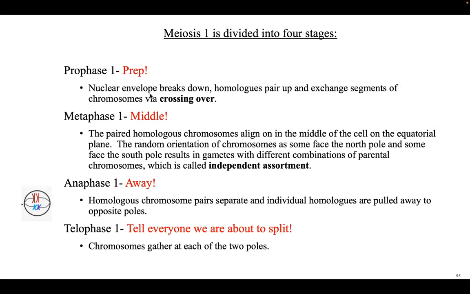So you remember, this is when the chromosomes kind of overlapped each other and traded segments so that each chromosome could end up more diverse than they were before the crossing over.